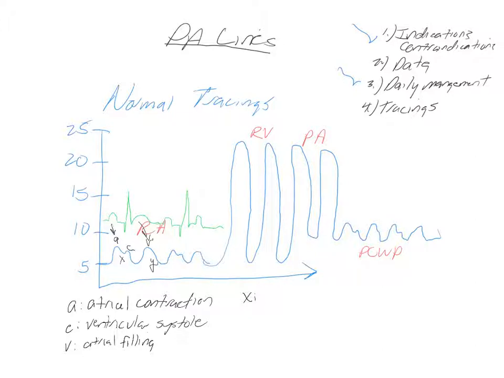Next we'll talk about the descents. The X descent has two features to it. The first is atrial relaxation. And the second is created by the downward movement of the ventricle, creating more space for the atrium and therefore a lower pressure. And the Y descent represents passive ventricular filling.